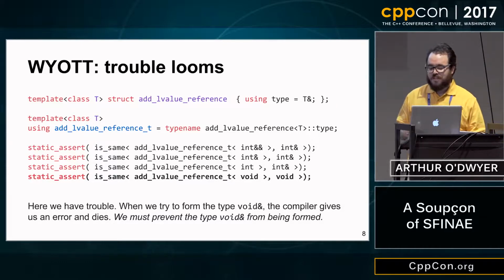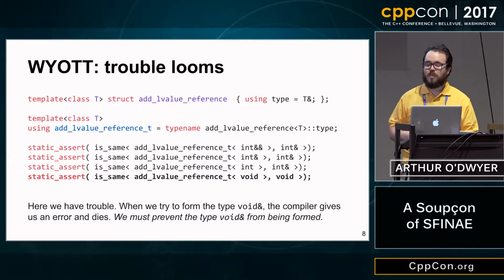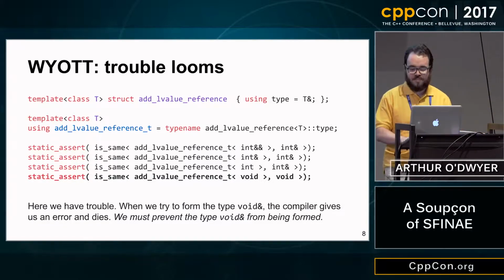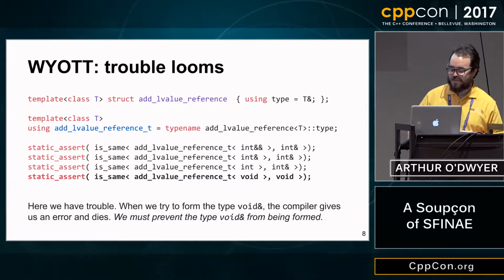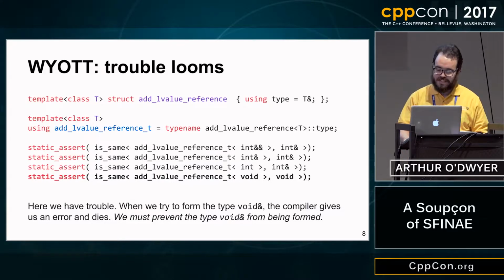So if we want this add_lvalue_reference_t of void to be well-formed, we have to do something special. Does that make sense, that we can't make a void&? We can make a void*, but not a void&. That's like the only type where you can't do that. Every other type, I think, you can make a reference to, but not void. So if you ever want to know if something is void, now you know how to do it.